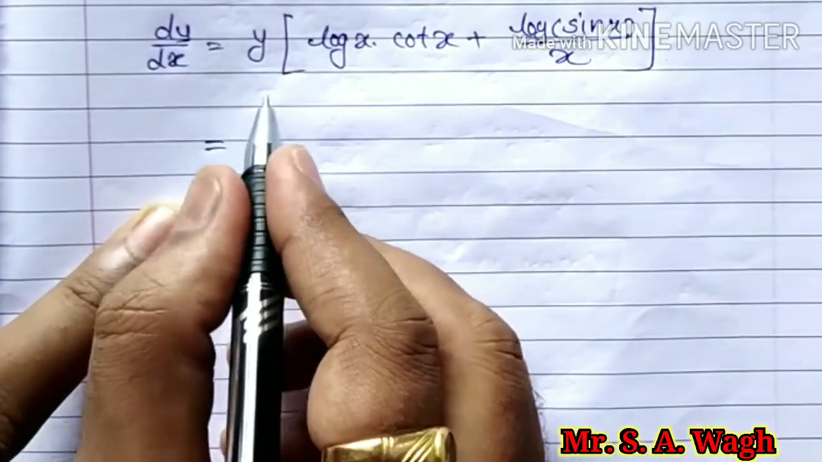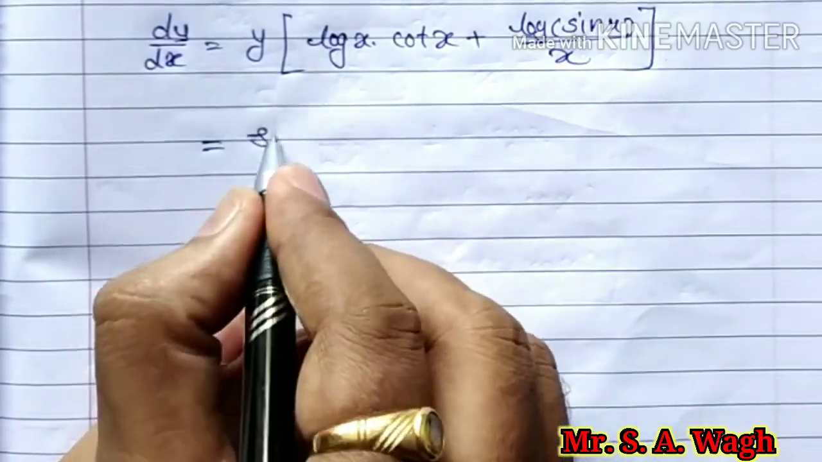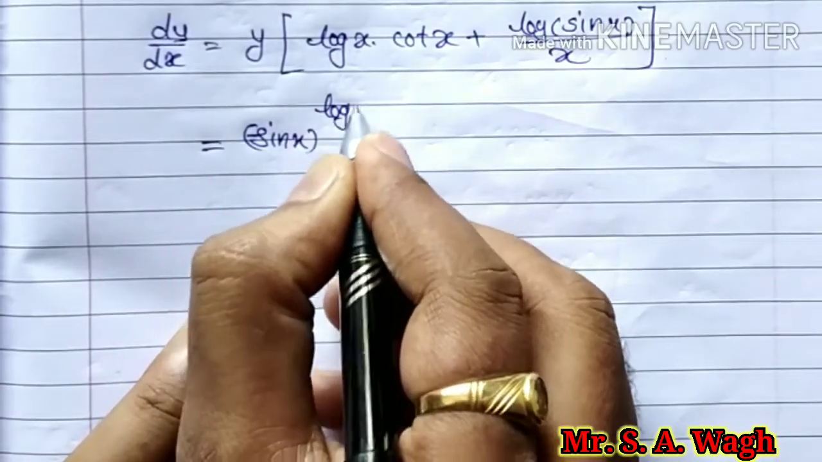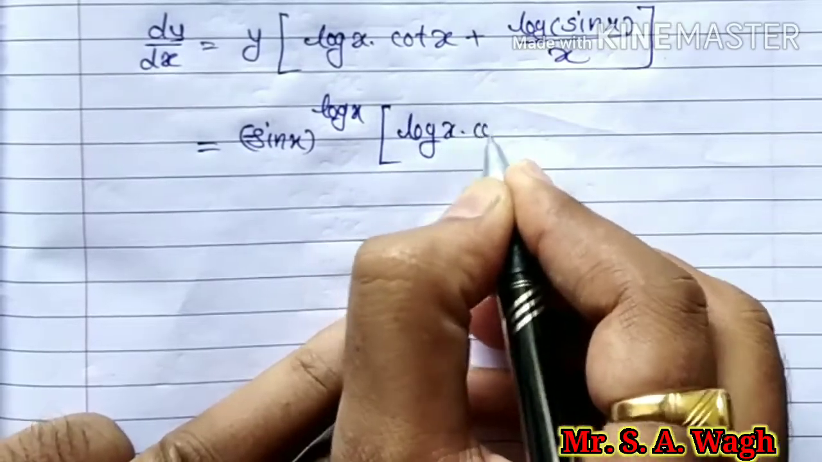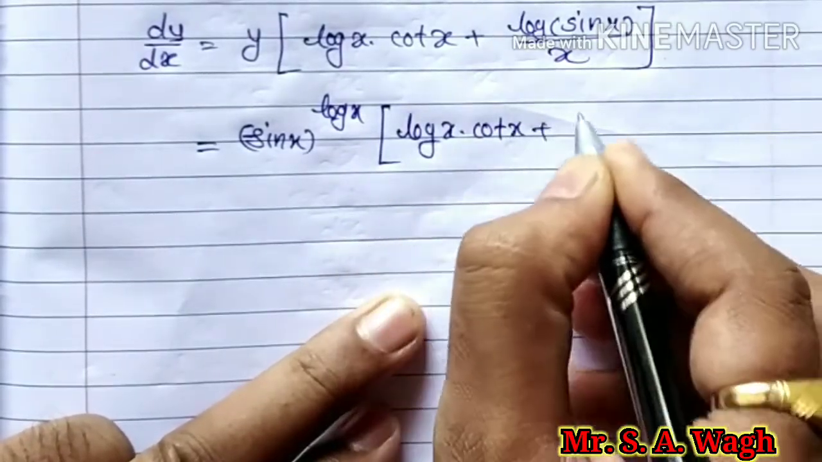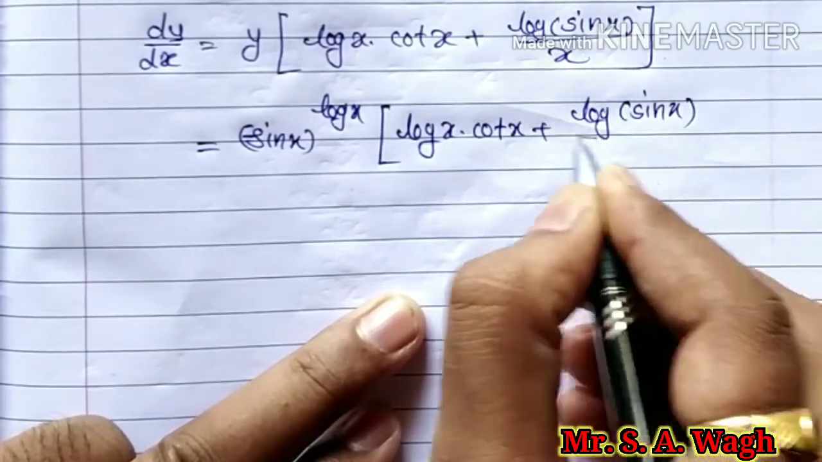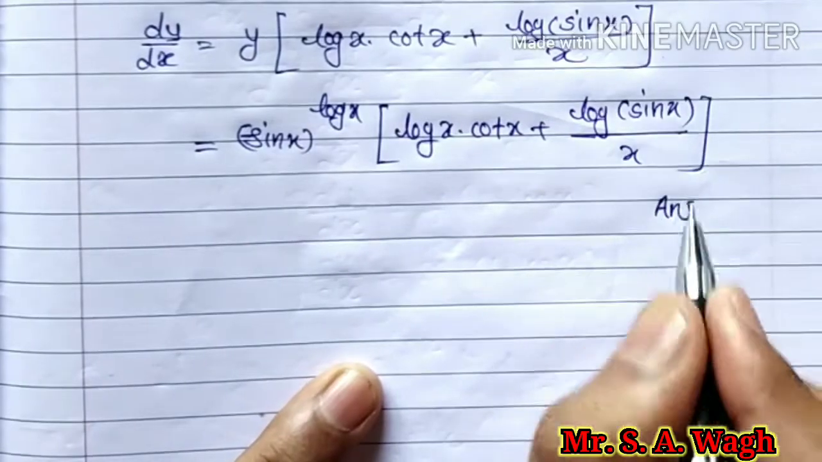So now we replace y in terms of x as it is. So this is sin of x, bracket, to the power log of x, into log of x into cot x plus log of sin x divided by x itself. So this becomes the answer for your function.